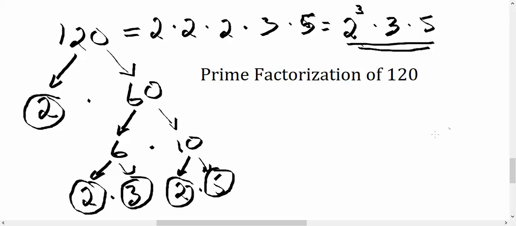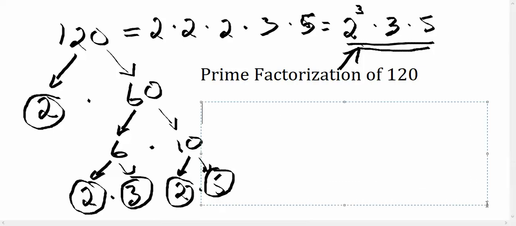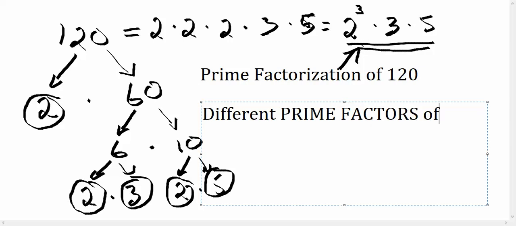So the prime factorization of 120 is this thing right here. And it's important to note that the prime factorization is a little bit different from just the different prime factors of 120. If we think of the different prime factors of 120, well, here we've got 2, 3, and 5.